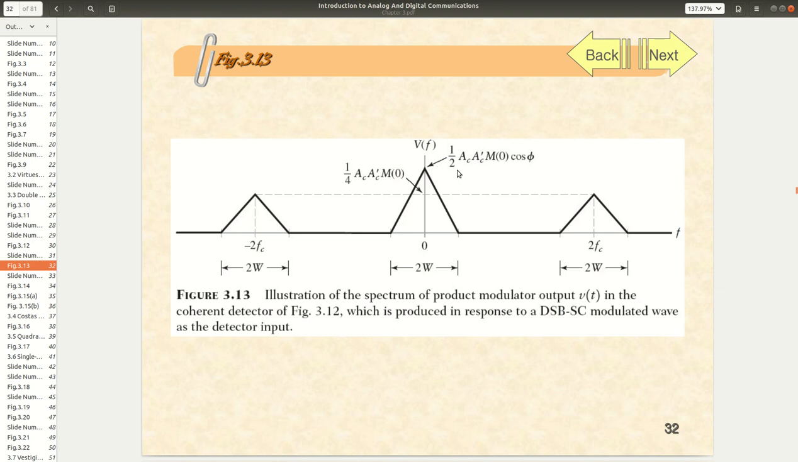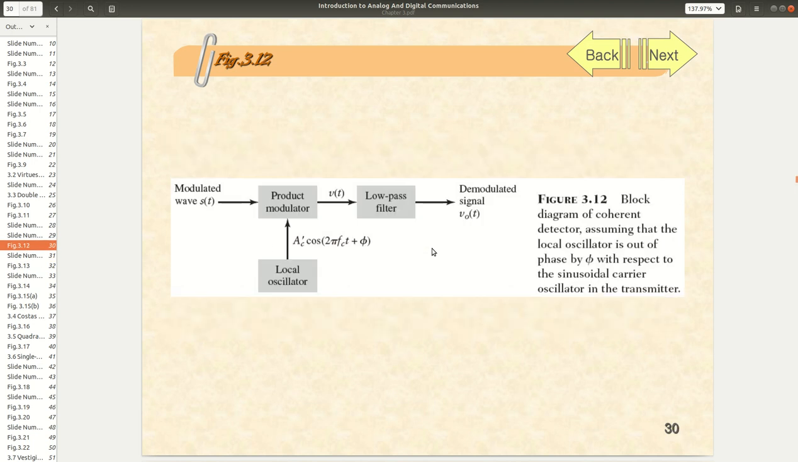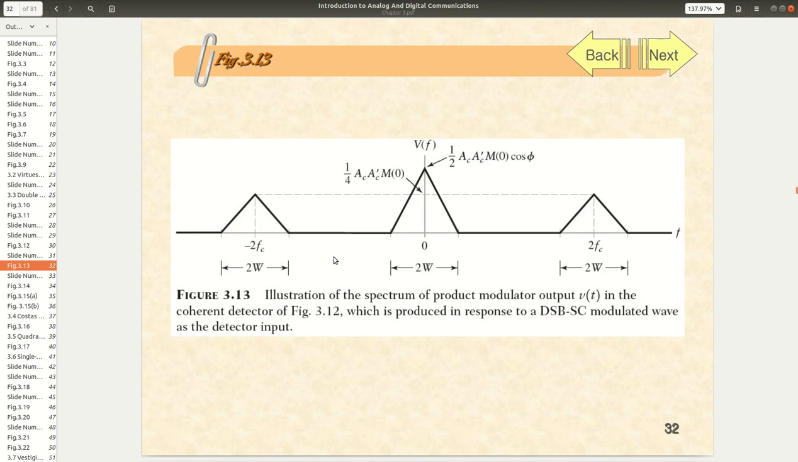So to remove it, this is the output of the coherent detector. After we make the subtraction, and after we multiply by the cosine, the local oscillator sinusoidal wave, you find that we have this one. This is the signal cosine phi multiplied by an amplitude value, and the other type.